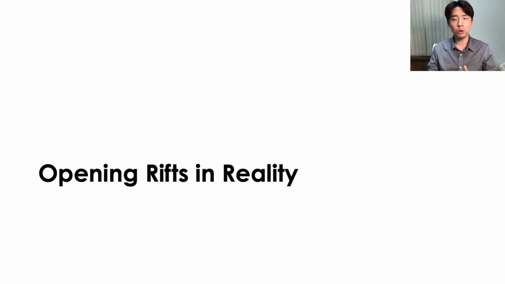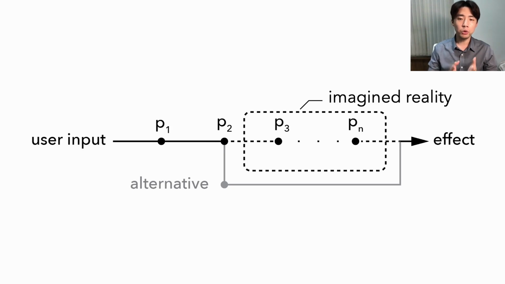Now let's talk about how to open rifts in reality. To open a rift in reality, we target a physical interaction and convert it into a causal graph. All interaction starts with the user input and ends with observable effects to match the user's expectations. In between, there's a sequence of intermediate phenomena that the interaction can be further broken down into. And by selectively hiding one or more intermediate phenomena, we can test to which extent the user can still recover the original cause.